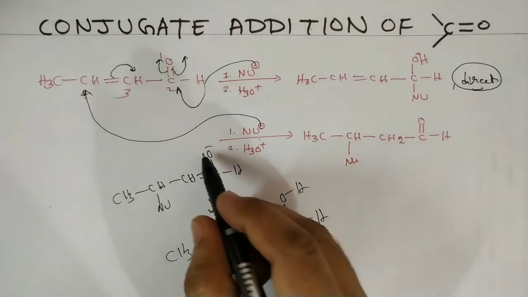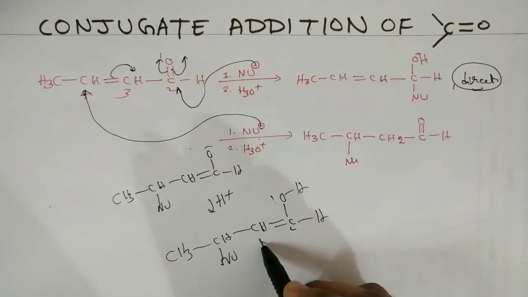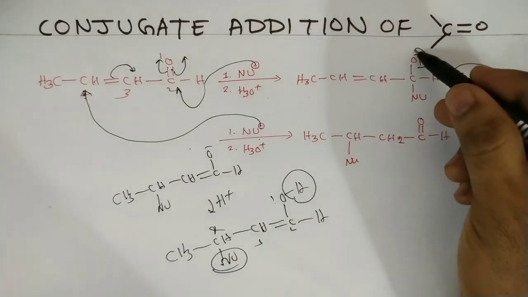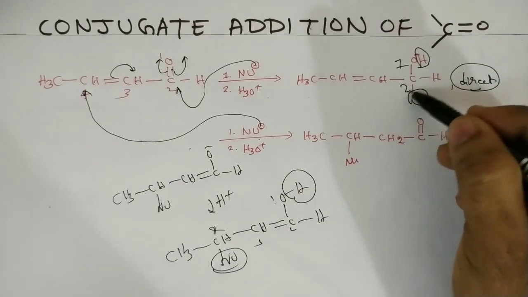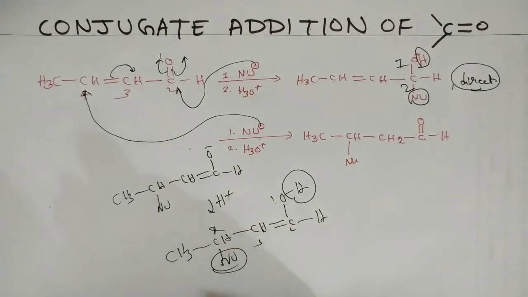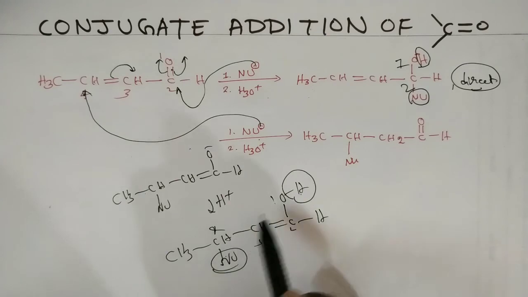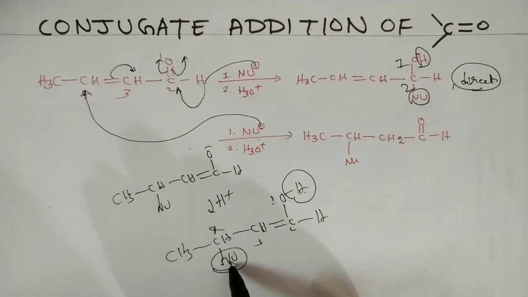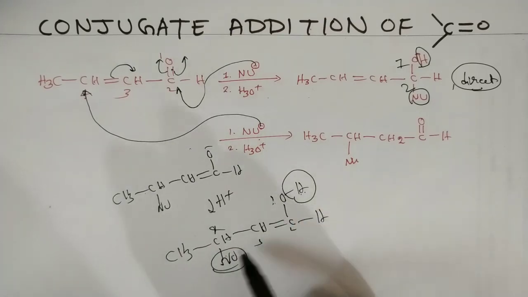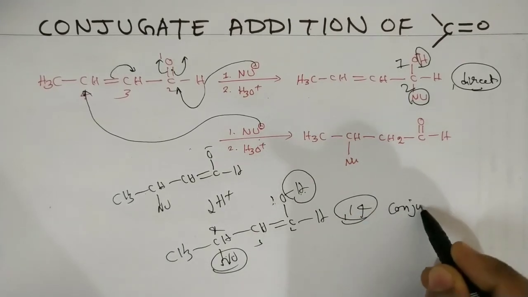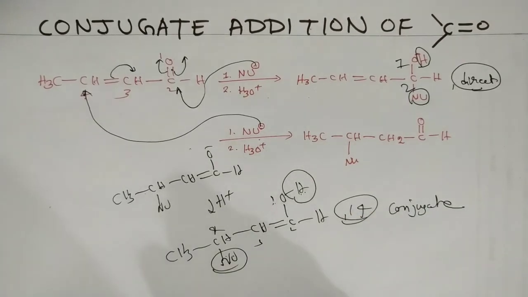That means here there is 1, 2, 3, 4. In the 1,2 addition, H is added to the first atom and the nucleophile to the second atom, so it is a 1,2 addition or direct addition reaction. And in this case there is a 1,4 addition reaction: the hydrogen is added to the oxygen, the first atom, and the nucleophile is added to the carbon, the fourth atom. So this is a 1,4 addition reaction, or generally a conjugate addition reaction.